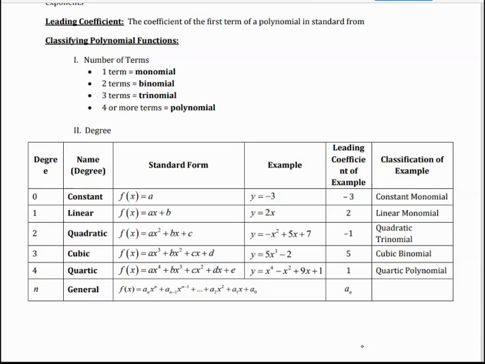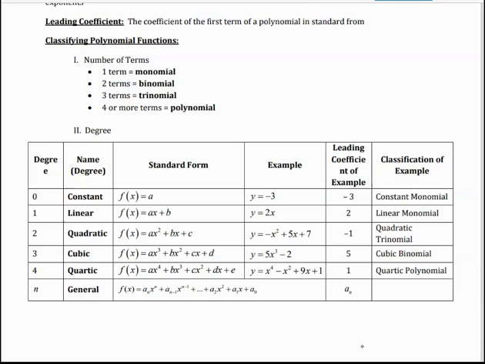So this chart below has all of the examples here of what a degree would be with the name of that, classifying it, what it would look like in standard form, some examples, and so forth. So if I have a degree of 0, it's going to be a constant, and it would just be a number. F of x equals 7, f of x equals -3, y equals -3. Remember, f of x or y is interchangeable. In this case, the leading coefficient is -3, and so we call that a constant monomial.